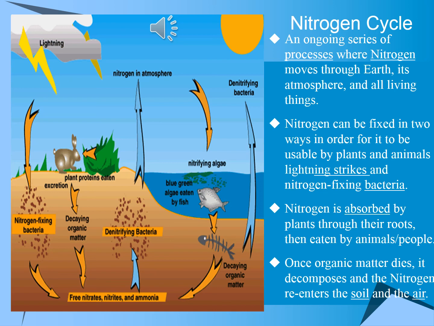The first one is lightning strikes, and the second one is nitrogen-fixing bacteria that are found on the roots of plants. Nitrogen is absorbed by plants through their roots, then eaten by the animals and people. Once organic matter dies, it decomposes, and the nitrogen re-enters the soil and the air.